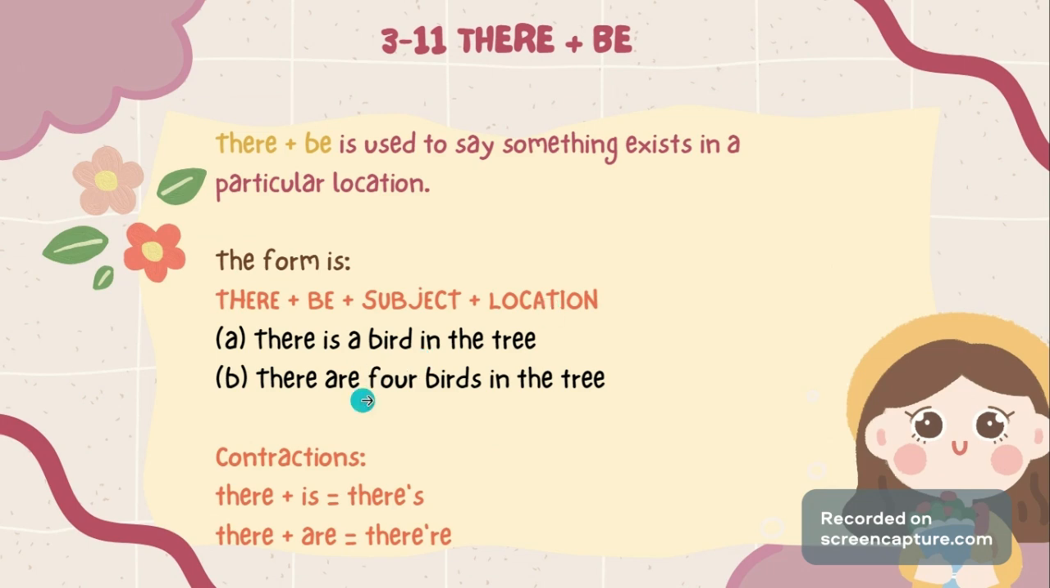And next, there are four birds in the tree. Yes, the be is are, the subject is four birds, and the location is in the tree. And for contraction, there is becomes there's, and there are stays there are.